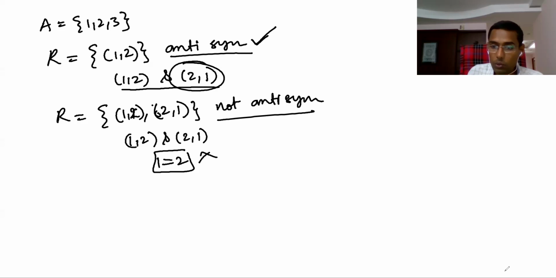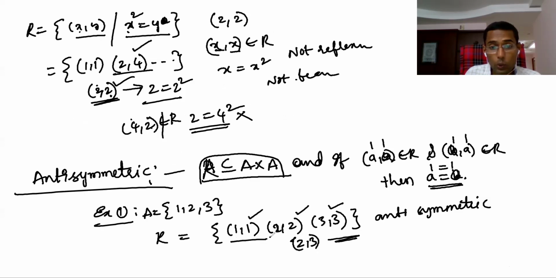Okay, what is the previous example? 1 1 is there, 2 2 is there, 3 3 is there. When you have like this, you don't have to worry. So automatically this becomes antisymmetric. If 2 comma 3 is there, no problem, it is antisymmetric. But if 2 comma 3 is there and 3 comma 2 is also there, then you have a problem: 2 should be equal to 3. If this is not there, this becomes automatically antisymmetric.